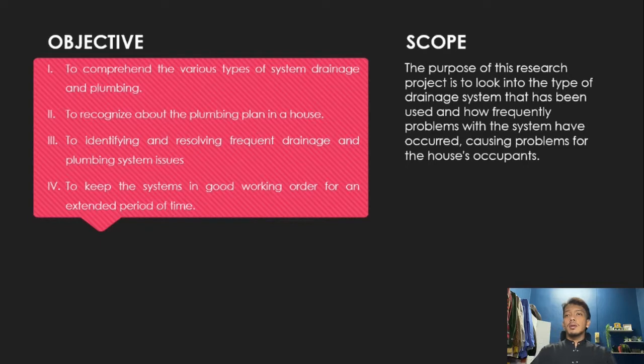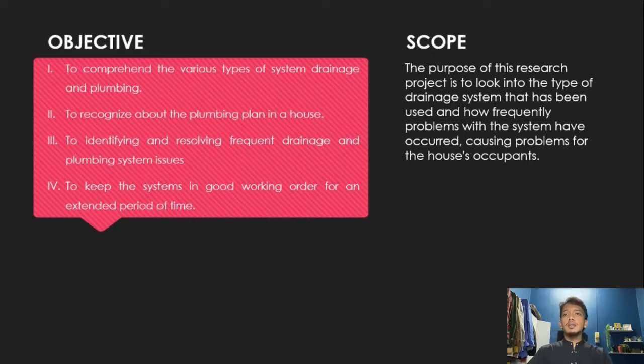Next, we're going to start with our project scope. The scope of this research is the residential area of Kampung Bambangan in Papar, Sabah, which is a private house. The residents of Papar get their source of water from the Papar River. The purpose of this research project is to look into the type of drainage system that has been used and how frequent problems with the system have occurred, causing problems for the house occupants.